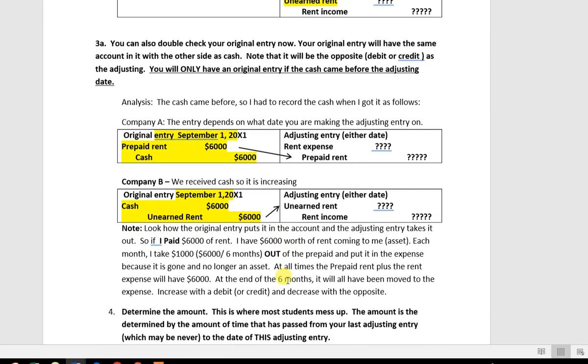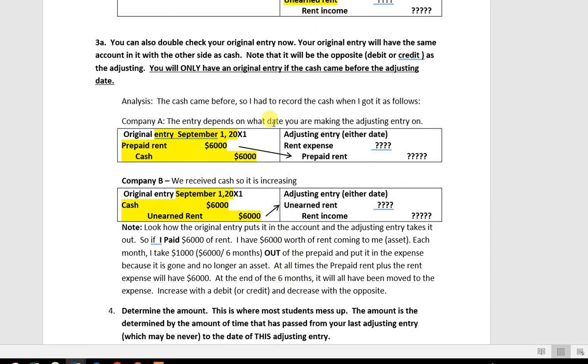Okay, now I have to figure out, all right, how much is my adjusting entry? So I've remade the original entry now. So my original entry when I paid the cash is credit cash, debit prepaid rent. Prepaid rent's an asset.